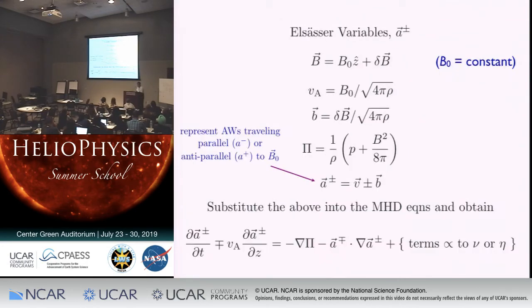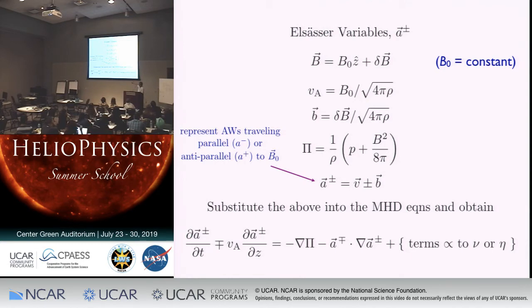If you're interested in turbulence, I strongly encourage you to do the exercise of going from this slide to this slide. Just introduce the following variables. Magnetic field is a background magnetic field in the z direction plus a fluctuation; the Alfvén speed you've seen before. Define lowercase b: the magnetic fluctuation divided by the square root of 4 pi rho. That converts this, in CGS units, to a velocity unit.